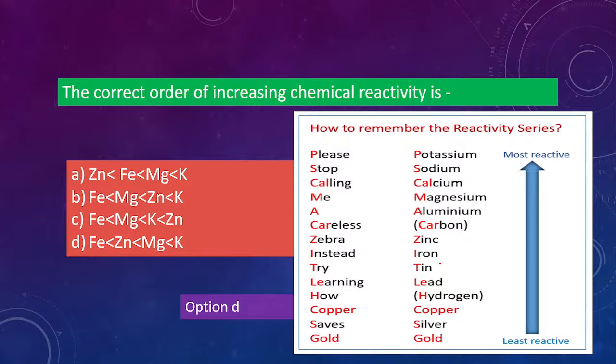One is the "Simple ne car mangi" way, that is one way of remembering, another is this way. Please stop calling me a careless zebra. Instead, try learning how copper saves gold. So this is another way of remembering the reactivity series. Or if you find it easy, "Katrina ne car mangi, Alto and Ferrari", that you can also do. Okay, let's do the next one.